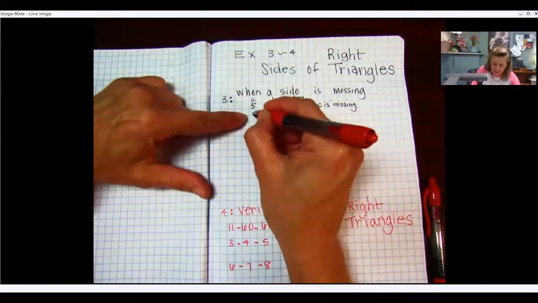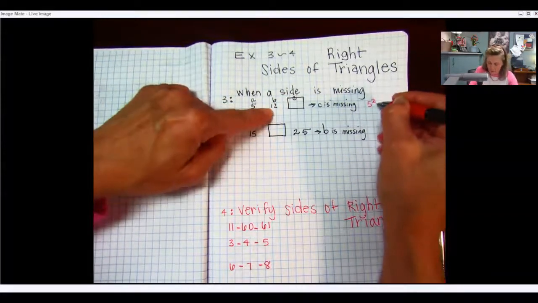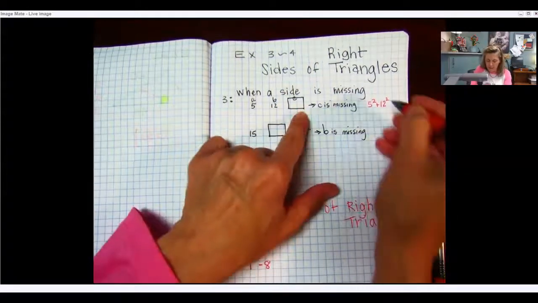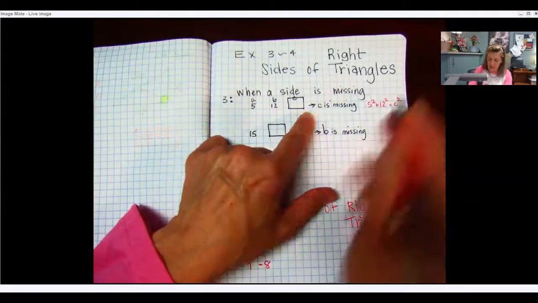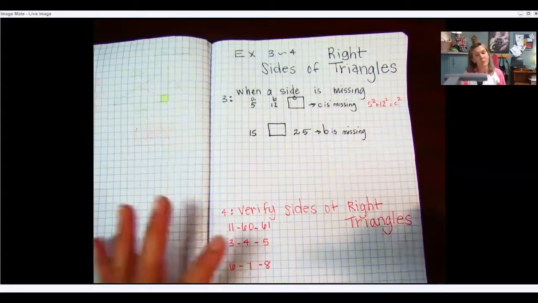So this is my A squared. So we're going to take 5 squared, my A value, plus B squared, which is 12. And we're going to set it equal to the letter C, because C is missing. We don't know what that is. And then we're just going to go ahead and perform the order of operations.